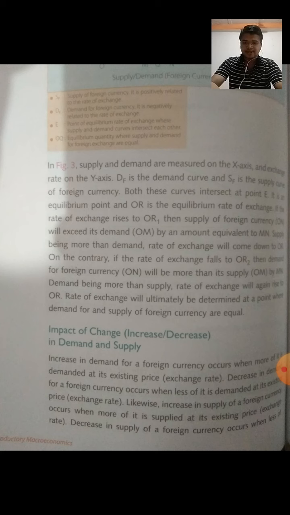Okay, and when there is decrease in supply of foreign exchange, in this situation, what will happen? Our country's currency will be depreciated. Okay, beta. So these are all the four conditions which affect the equilibrium exchange rate. Okay, I hope it is clear to you.